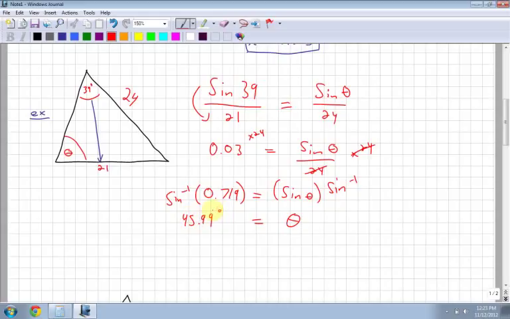Now that's fairly accurate. I would assume that if I rounded and worked out my rounding answer, it probably would have come out to about 46. And you could round this to 46 degrees as well, but it is nice to have an exact answer.